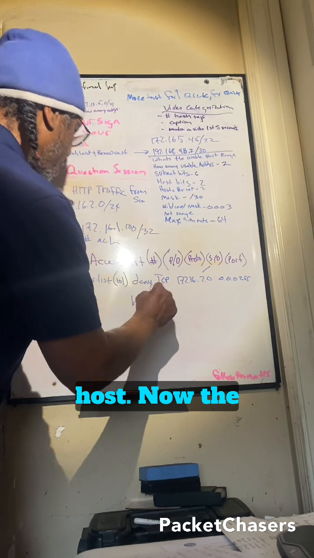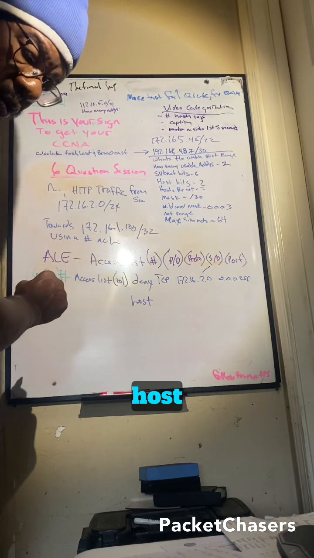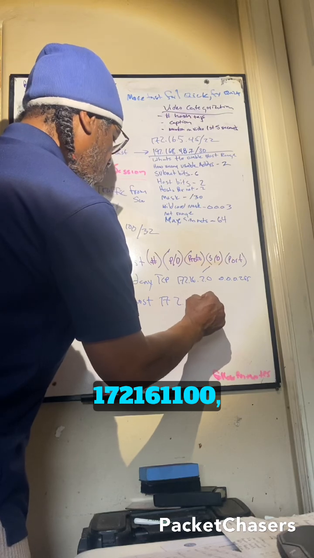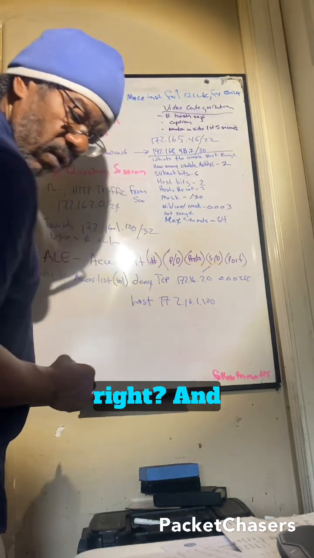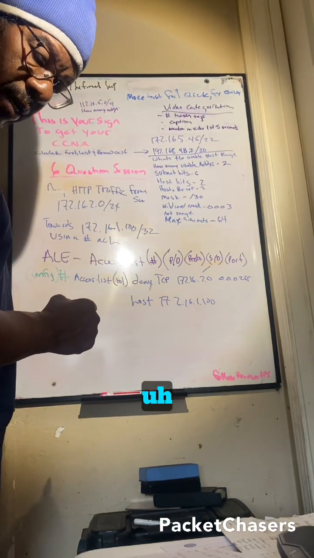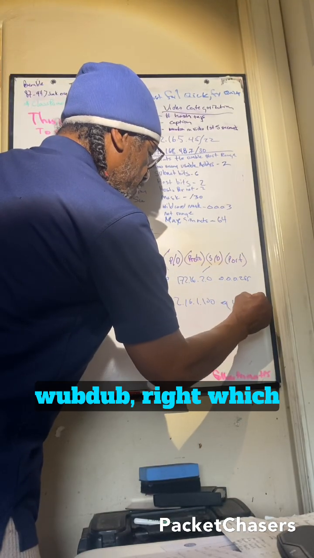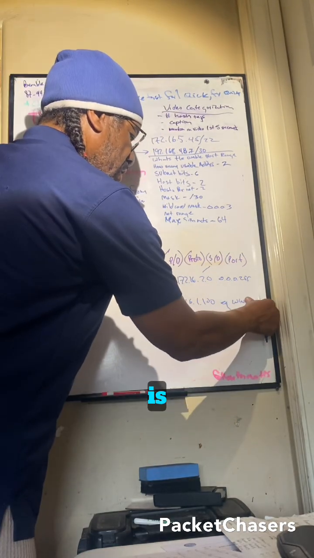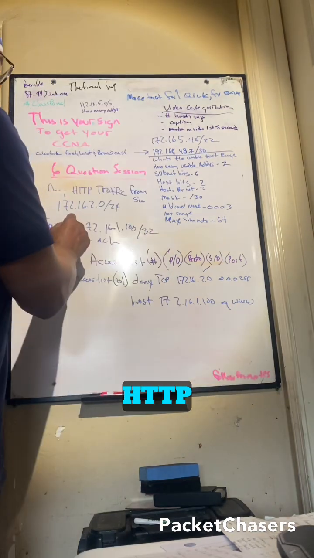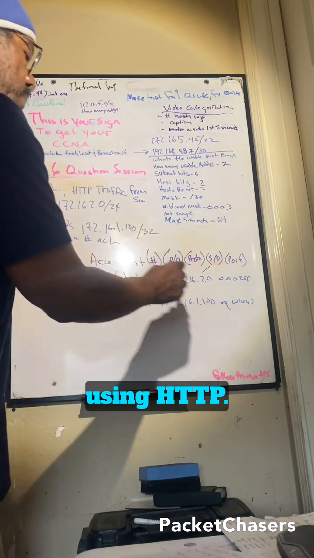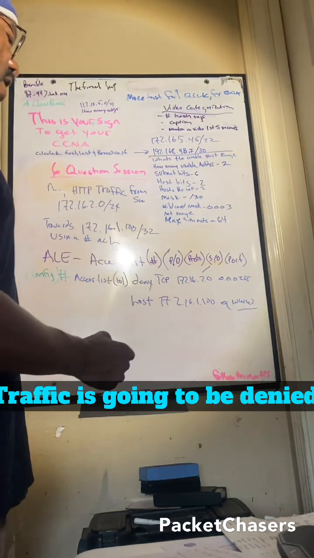Host. Now the second part. Host 172.16.1.100, right? And equals www, right? Which is HTTP. Towards 172.16.1.100, using HTTP, traffic is going to be denied.